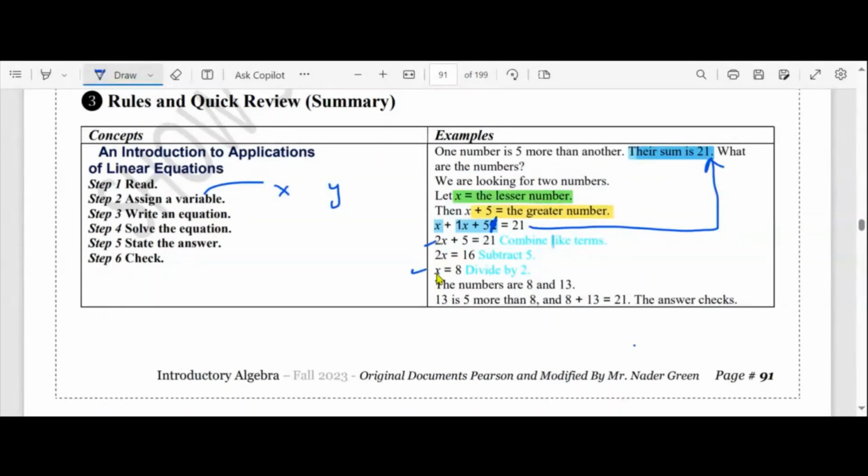8. So the small number is 8. What will be the big number? How did you know it's 13? Because X plus 5. So X is 8, 8 plus 5. Is this clear? Clear or not clear?